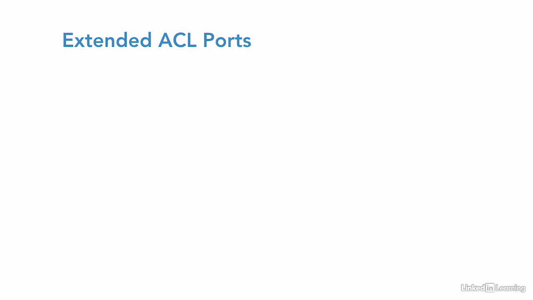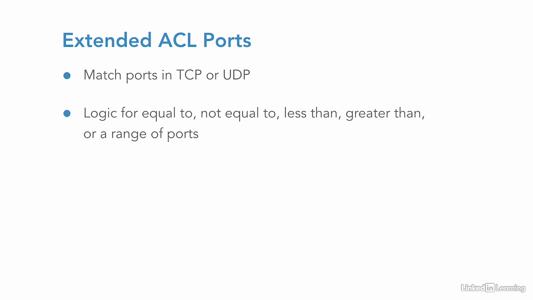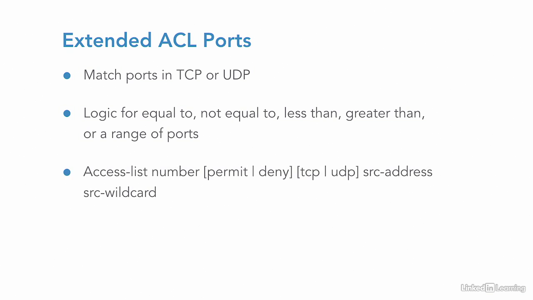Now for the fun stuff. Extended ACLs allow for matching of ports in TCP and UDP packets. It has logic for equal to, not equal to, less than, greater than, or a range of ports. The ACL starts very similarly again. Access-list, number, permit. Now I choose TCP or UDP.